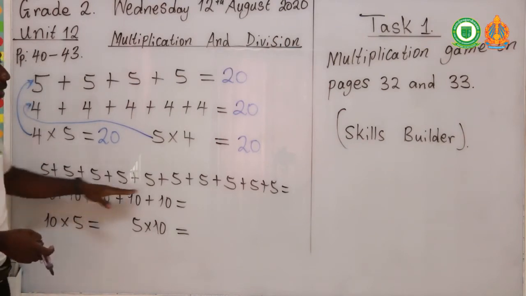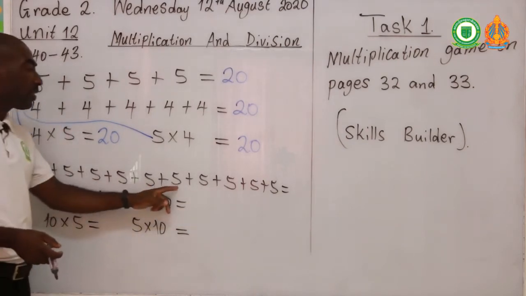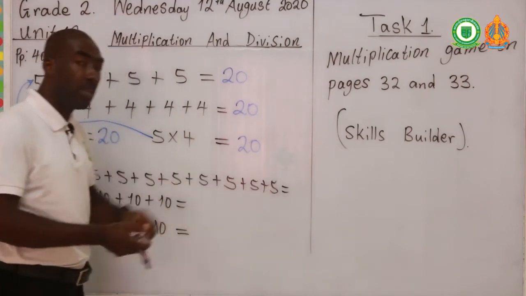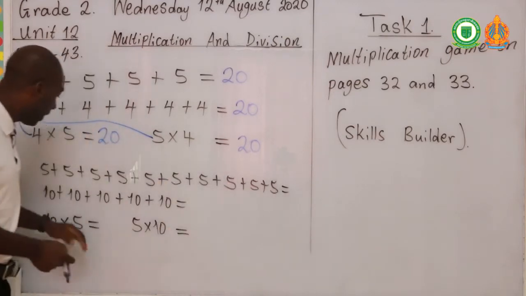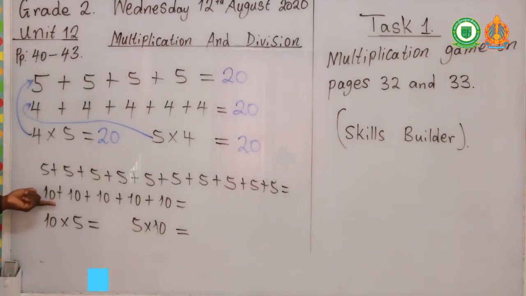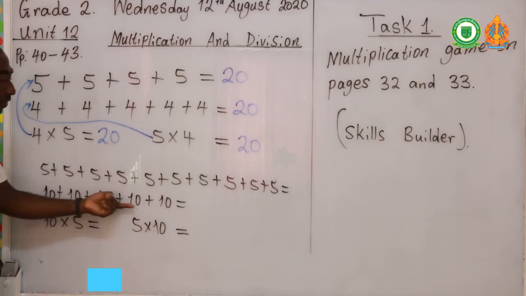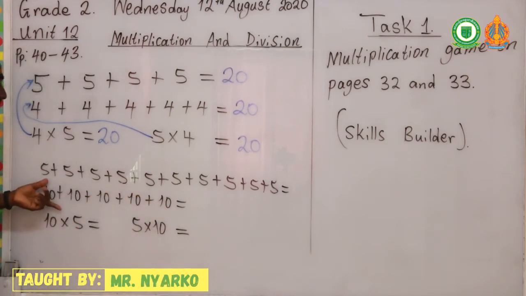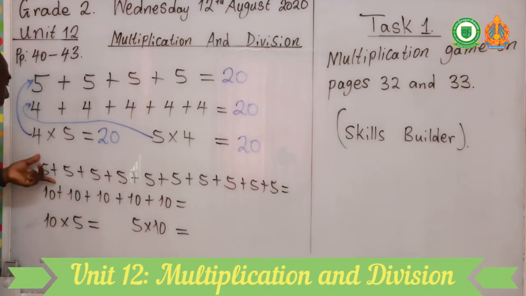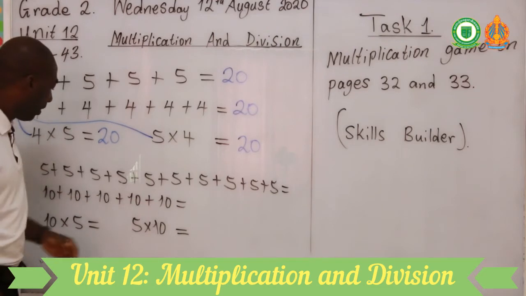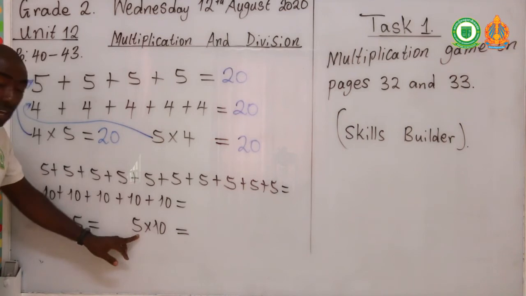We have 5. So how many 5s do we have here? We have 1, 2, 3, 4, 5, 6, 7, 8, 9, and 10. Okay, so we have 10 groups of 5 here. And now we have 10 groups in 5, so we have 1, 2, 3, 4, and 5. So this is 5 groups of 10, okay? So 10 in 5 groups, and here is 5 in 10 groups. Okay, so 5 in 10 groups, 10 in 5 groups.